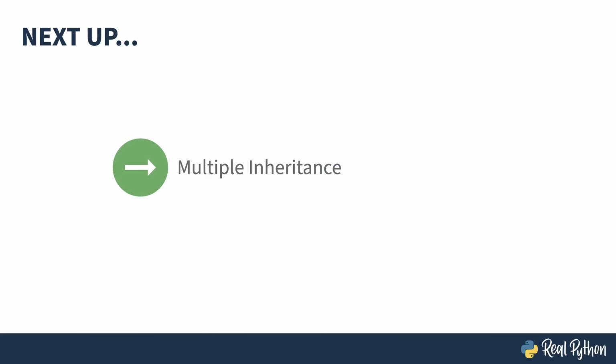Not only can you have multiple levels of inheritance, but a child can be based on more than one parent. That's what's next.